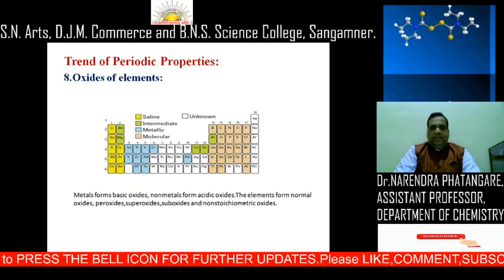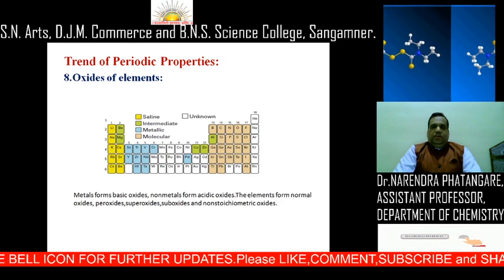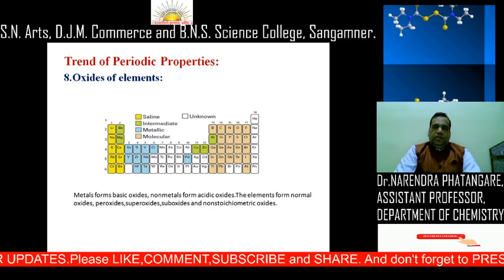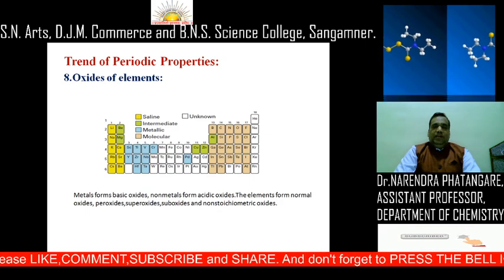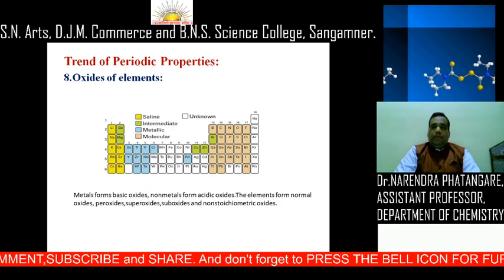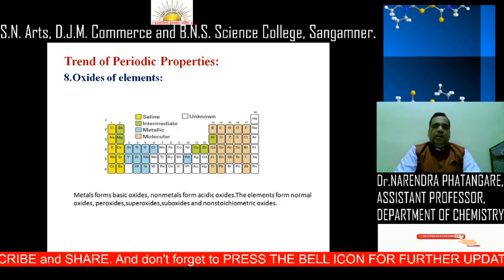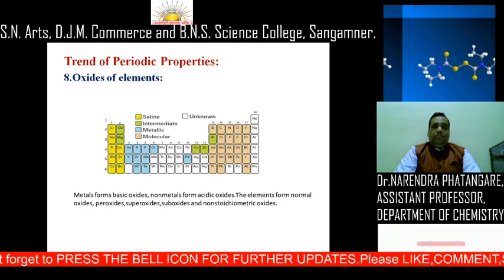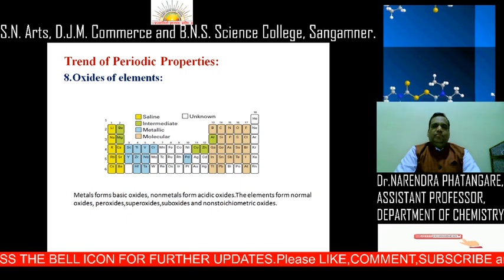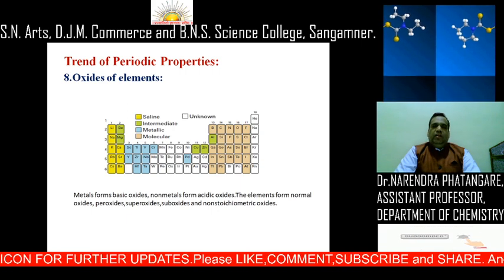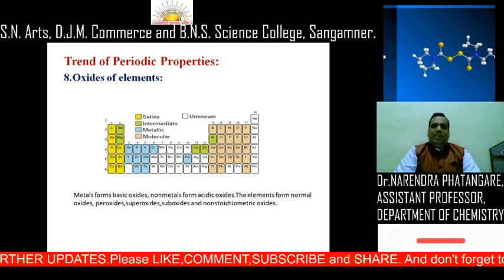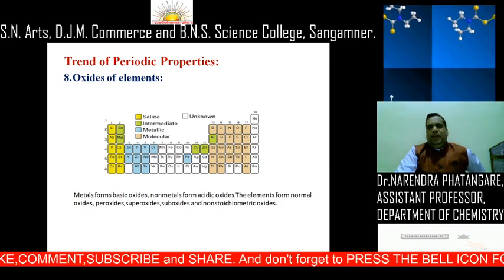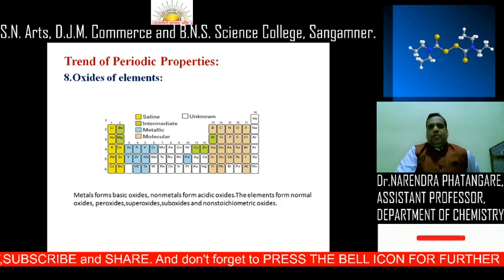Then oxides of elements. There are 3 important types of bonding. I already stated in the hydrogen presentation that there are saline, intermediate, metallic and molecular types of bonding. The first group, that is the alkali group elements, shows saline properties, while magnesium and barium are intermediate among them. Again, calcium, strontium, beryllium show the saline property, and among them some transition elements show the metallic property, and generally the p block elements show molecular properties. These were already explained in our previous video, that is from hydrogen.